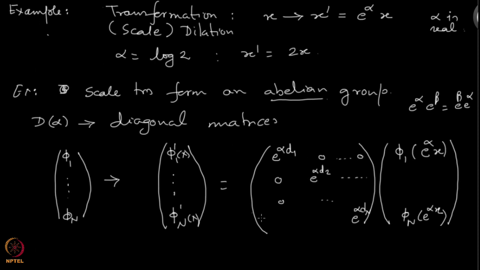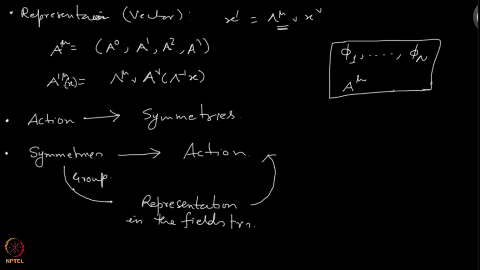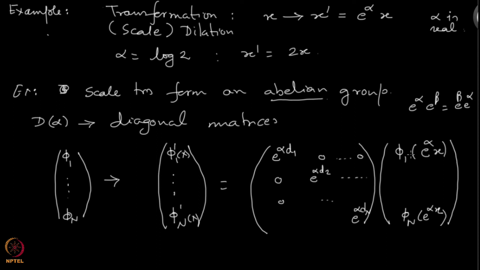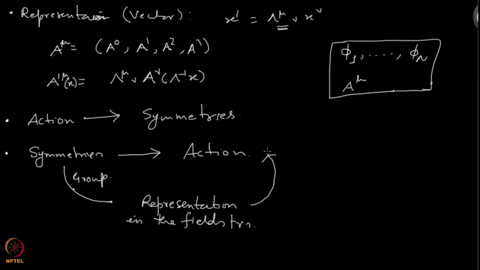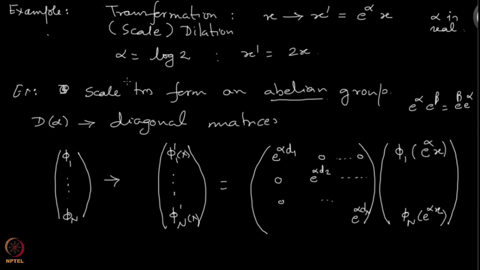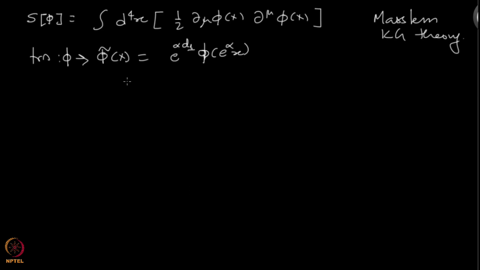I hope this is not appearing difficult. This is just like this situation here, for example a prime 0 is lambda 0 0 a 0 plus lambda 0 1 a 1 and so forth. That was your 4 cross 4 matrix, but it was mixing all the components. In this case it is simpler: it does not mix phi 1 with phi 2, but there is an overall factor, just like you had in this case. So let's do this simple exercise and check whether this transformation is a symmetry.